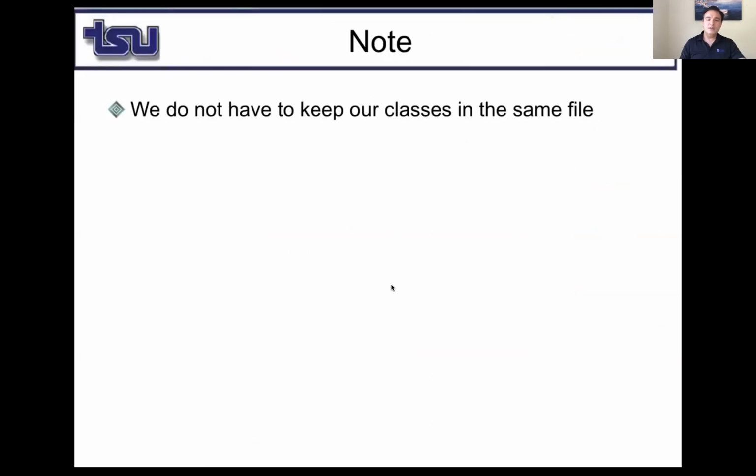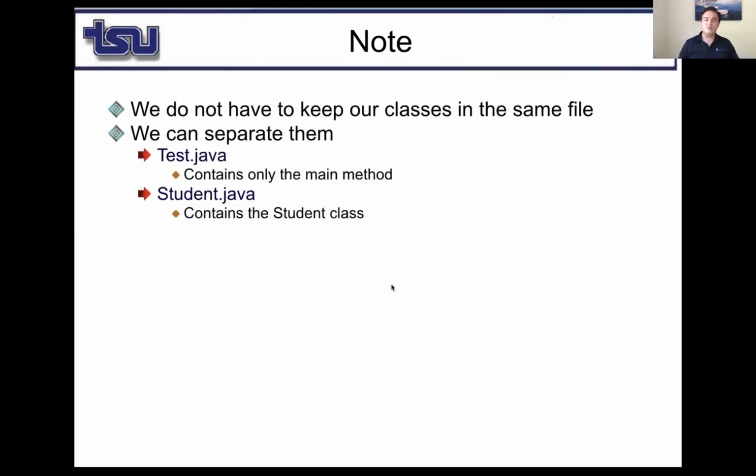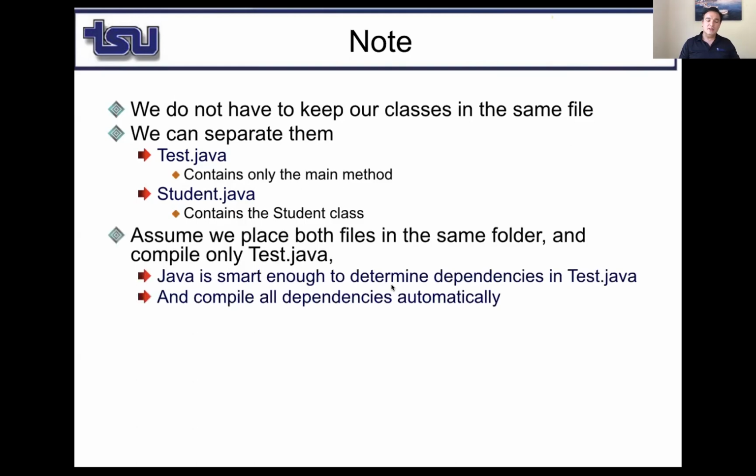Okay. Well, so this is kind of inefficient, right? I mean, you put all the classes in a single file. Do we have to do it that way? Obviously not. We can separate them. For example, in the previous example, I can have one file called test.java that contains my main method, and then I can have another file called student.java, and that contains the student class, okay?